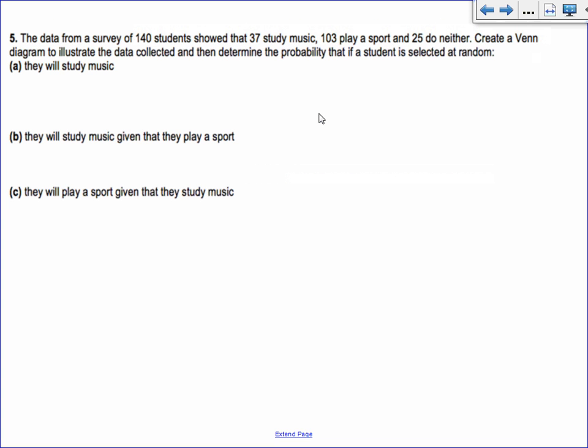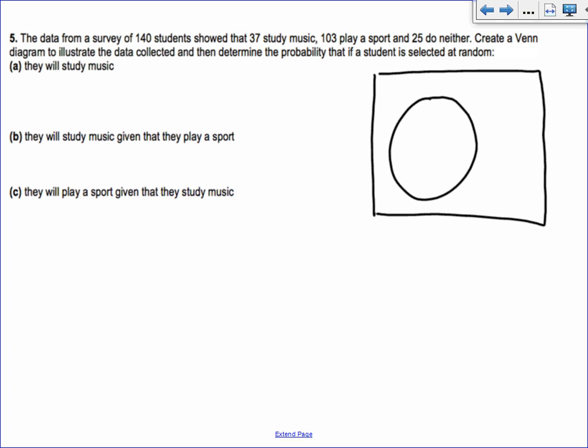All right, so number 5. It says the data from a survey of 140 students shows that 37 study music, 103 play a sport, and 25 do neither. Create a Venn diagram to illustrate the data collected and then determine the probability that if a student is selected at random, they study music given they play a sport, and so on. So we're going to do a Venn. And for one of these questions, we definitely don't need a Venn. And I'll show you what I mean by that. So we're doing music and sports.